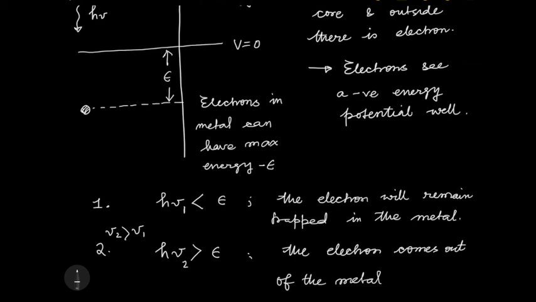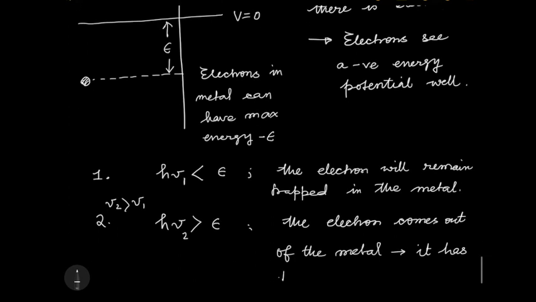So when will I say that it has come out? When it has positive energy, right? It has positive energy. Why is that? Think of it. The total energy of the electron will have some kinetic energy and some potential energy, right? The kinetic energy is always greater than zero. The potential energy can be anything.